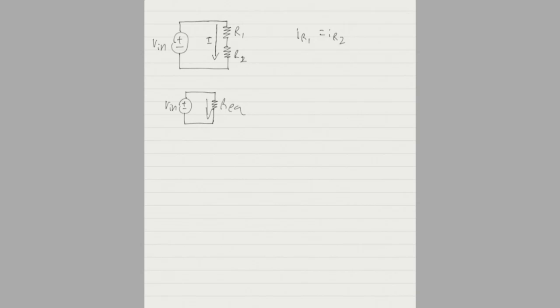I'm sorry. So we have current through here. And so REQ is equal to R1 plus R2. So if R1 is equal to 1 ohm and R2 is equal to 2 ohms, then I is equal to Vn over R1 plus R2, which is equal to Vn over 3 ohms.